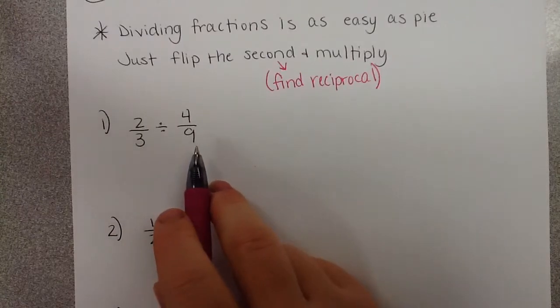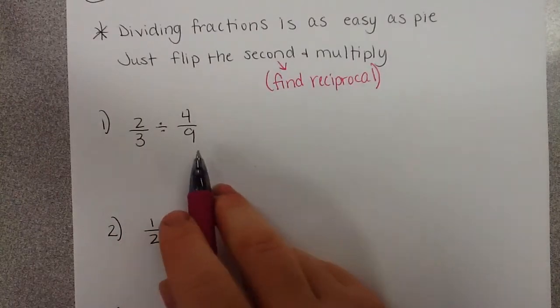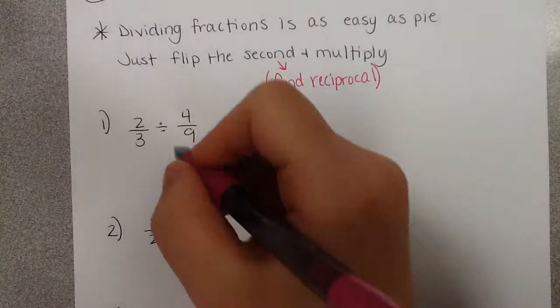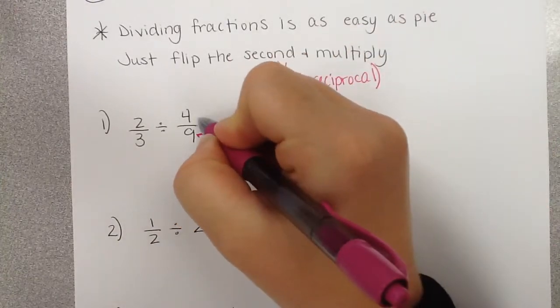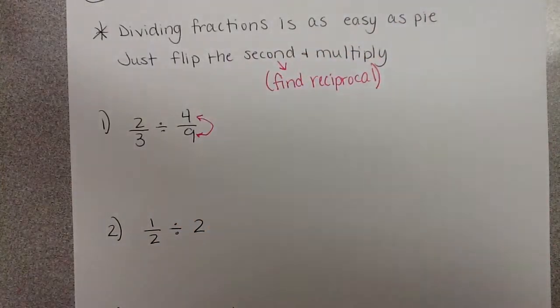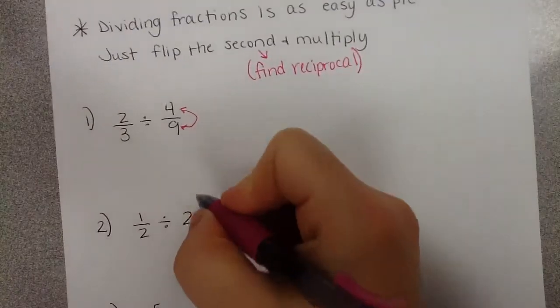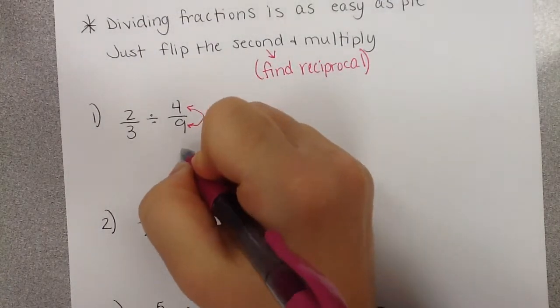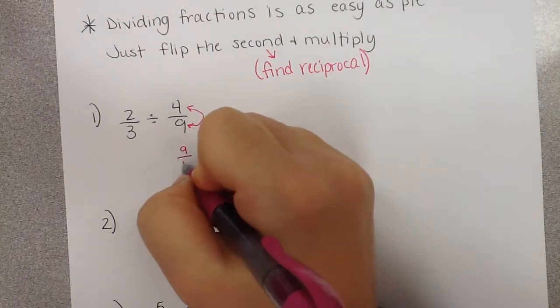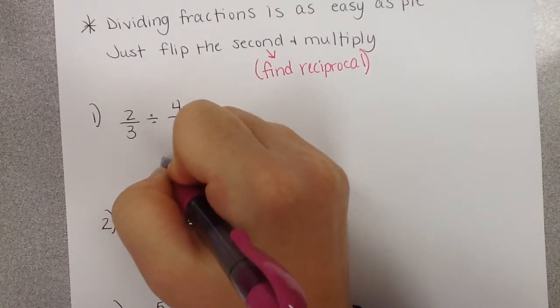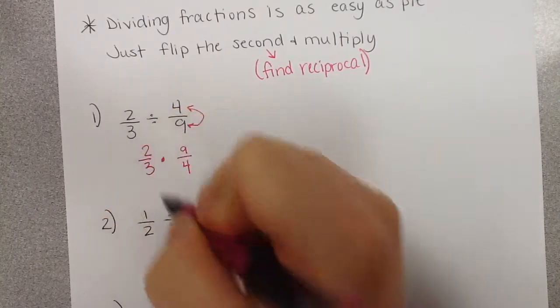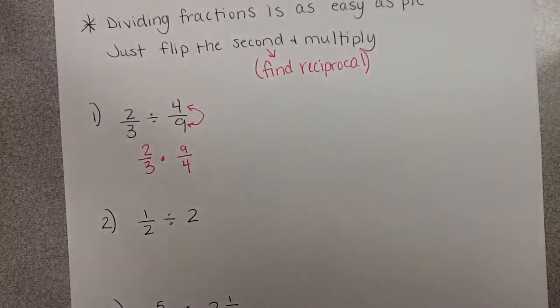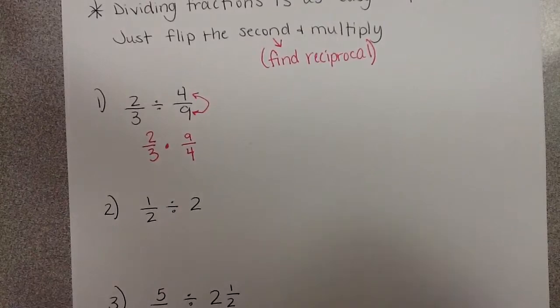2/3 divided by 4/9. Dividing fractions is as easy as pi. I'm going to flip this second one. The first one stays the same. I'm going to flip 4/9, so 4/9 now becomes 9/4. And I'm going to multiply. So nothing happens to the first part. It's just the second fraction that is flipped, or you find the reciprocal.